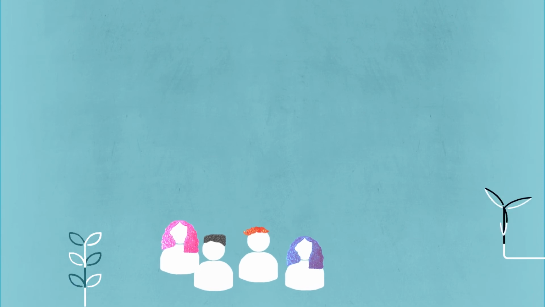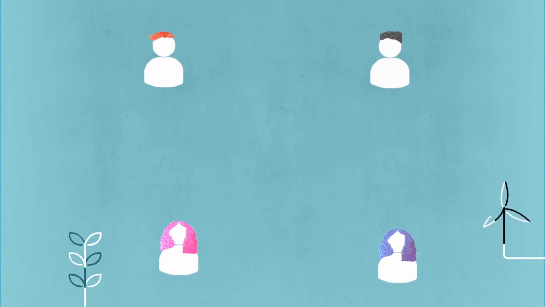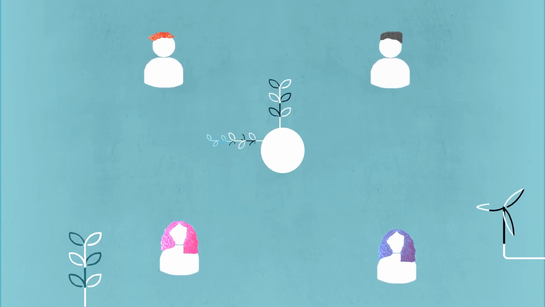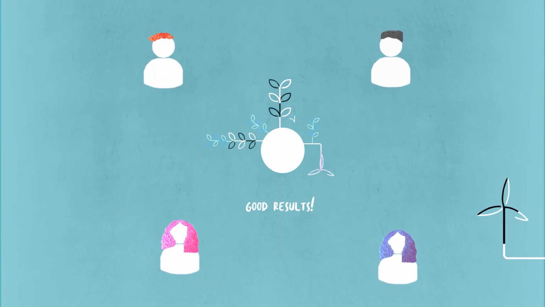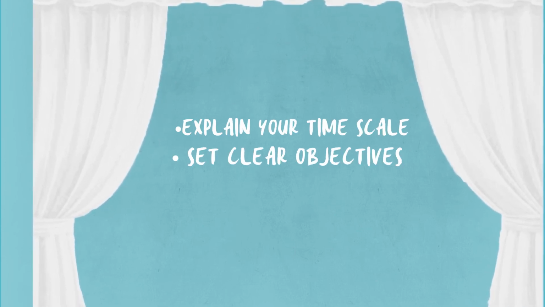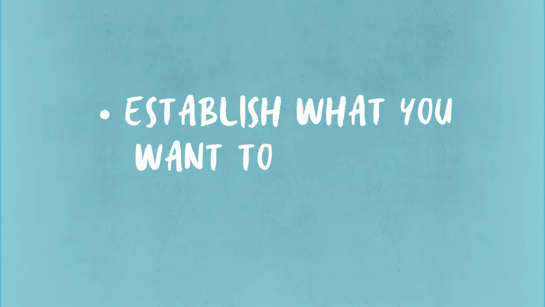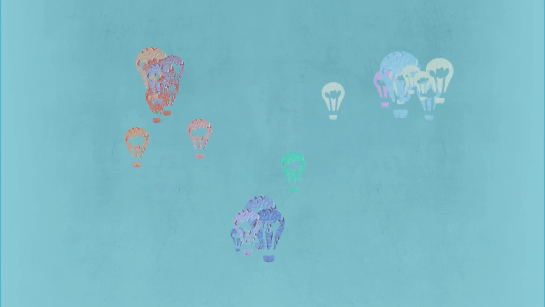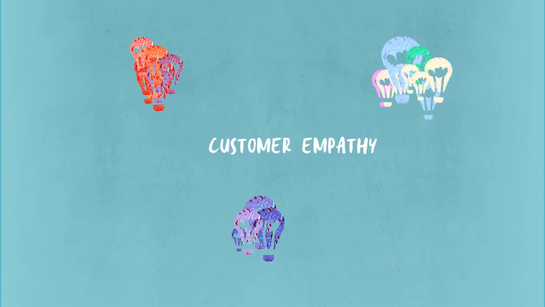After you have selected your group, you need a location with plenty of space to work together. If this is outside your usual office spaces, like a meeting room or somewhere that sparks creativity, you should get good results. Next, you need to set the scene. Explain the timescale that you're working with and set clear objectives. Establish from the outset what you want to achieve. Perhaps, share the ideas you had around customer empathy.